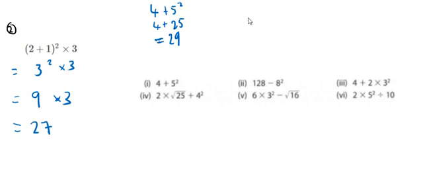Second one, 128 minus 8 squared. So again, I do brackets first, but there's no brackets, so there is indices. 8 squared is 64, so I get 128 minus 64, and then I'm going to get 64 as my final answer. So 128 minus 64 is 64.